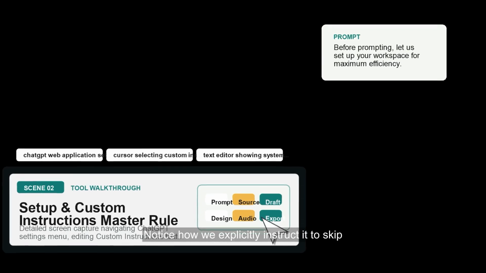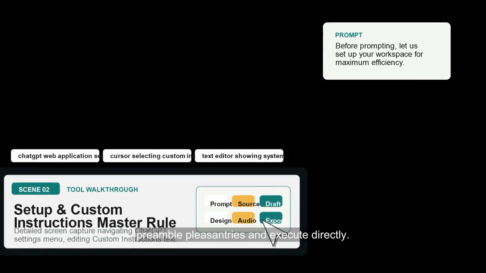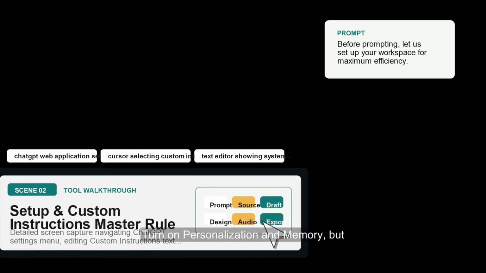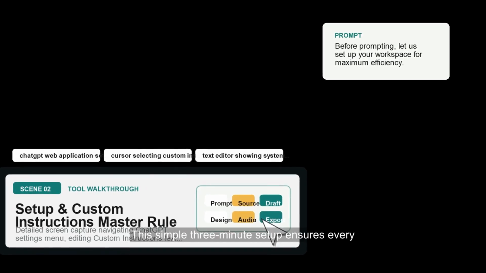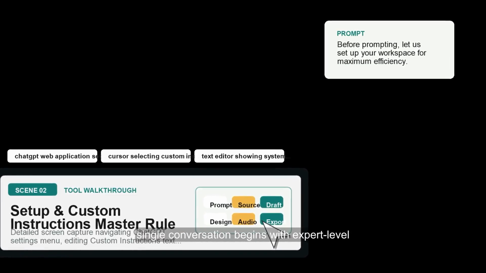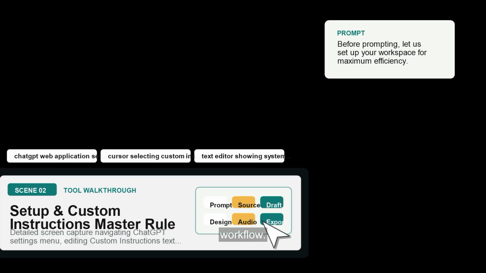Notice how we explicitly instruct it to skip preamble pleasantries and execute directly. Turn on personalization and memory, but curate your stored memory items by clearing obsolete instructions. This simple 3-minute setup ensures every single conversation begins with expert-level context tailored specifically to your daily workflow.